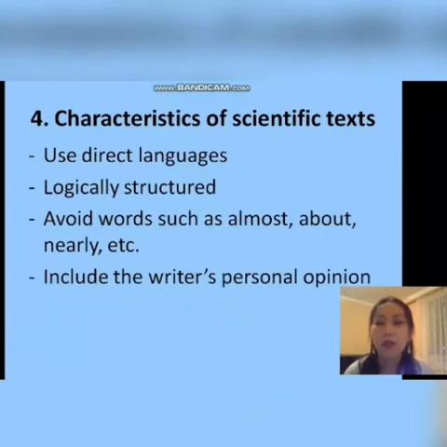The fourth tip is characteristics of scientific texts. You must know them: use direct language, be logically structured, avoid words such as almost, about, nearly, etc., and do not include the writer's personal opinion. Okay, girls and boys, I hope that you understand my explanation. And now let's watch this video.